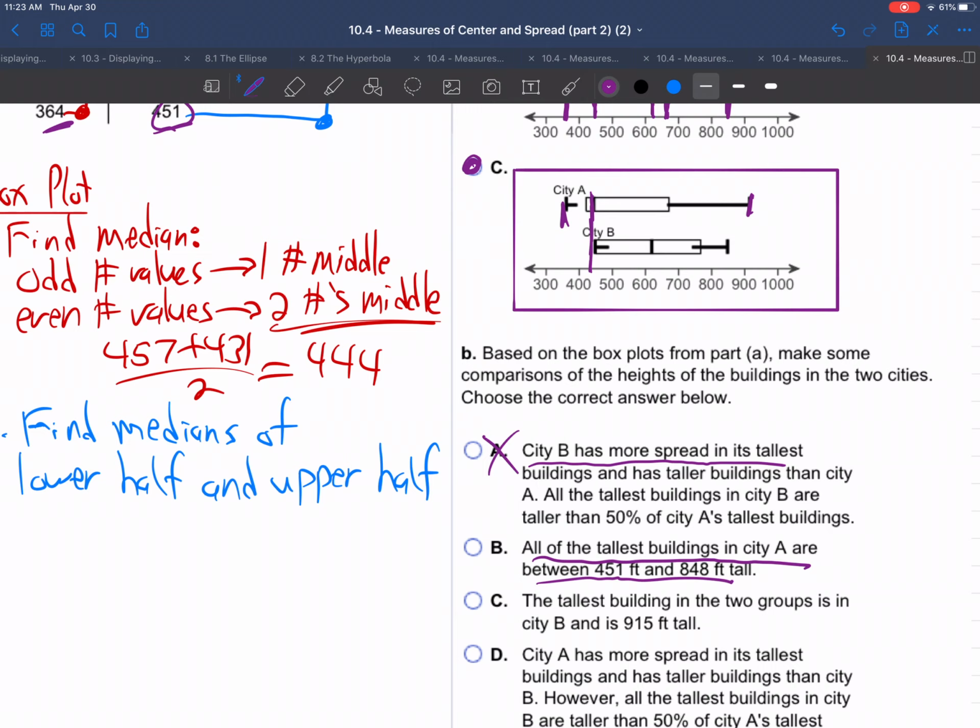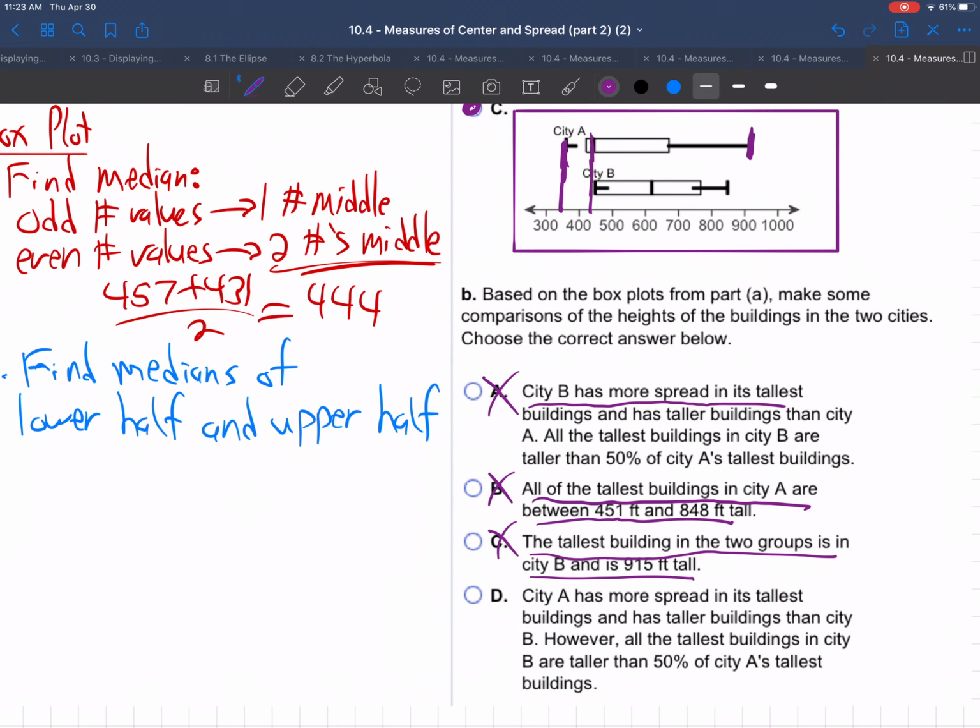Next one. All of the tallest buildings in City A are between 451 and 848. City A? No. City A goes all the way down to here, right? No. The tallest building in the two groups is in City B. No. City A has the tallest building. No. D. City A has more spread in its tallest buildings. Yeah, A has a bigger spread and has taller buildings than City B. Yeah, it does have some buildings that are taller.